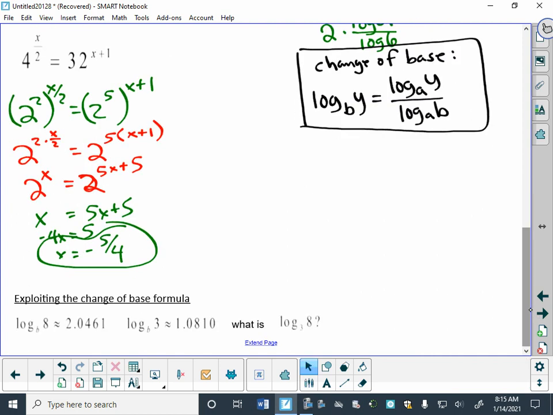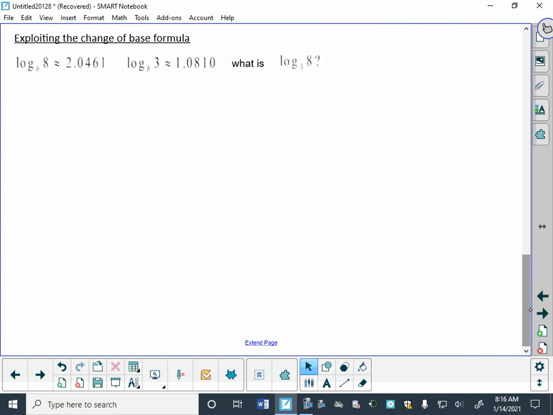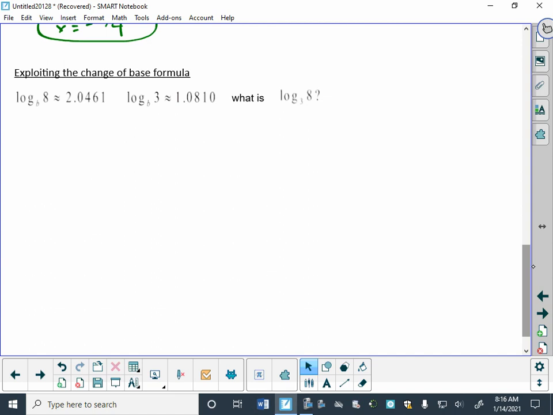Okay. And then finally, this is a tricky little problem that I'm giving to you here because I don't want it to end up being tricky. So it gives us a couple of bits of information. We don't know what base b is, but we're told that log base b of 8 is about 2.0461, and log base b of 3 is about 1.0810. And we want to know, what is the log base 3 of 8? Can we possibly get that from here?